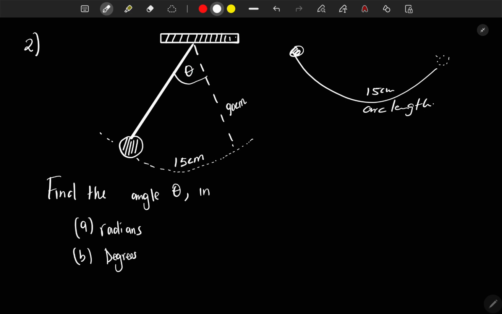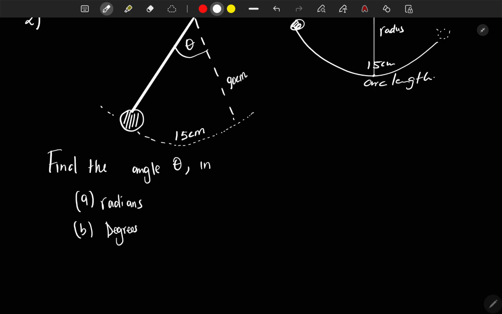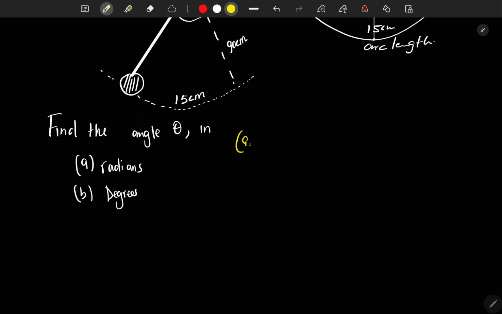So how do we find theta in radians as well as in degrees, given that the arc length is 15 and the length of the pendulum is 90? Now, take note that the length of the pendulum is just coming from the center all the way to the circumference. So that is just the radius. So for us to find part A, the arc length, let's call it L, is just equal to radius times theta. This is what we have always done in mathematics. So we're looking for theta.